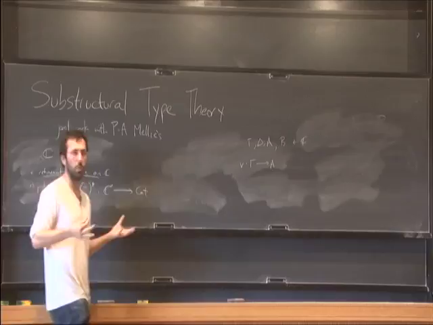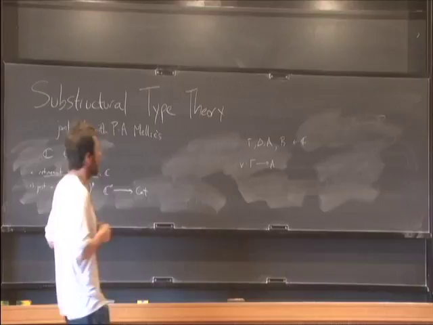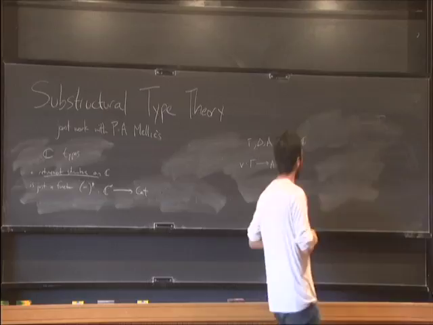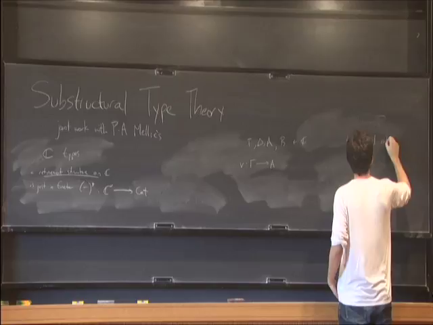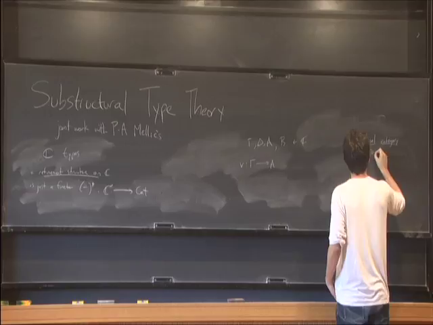Now, for any one of these types, the category A star is, call it, the local category of refinements of A.